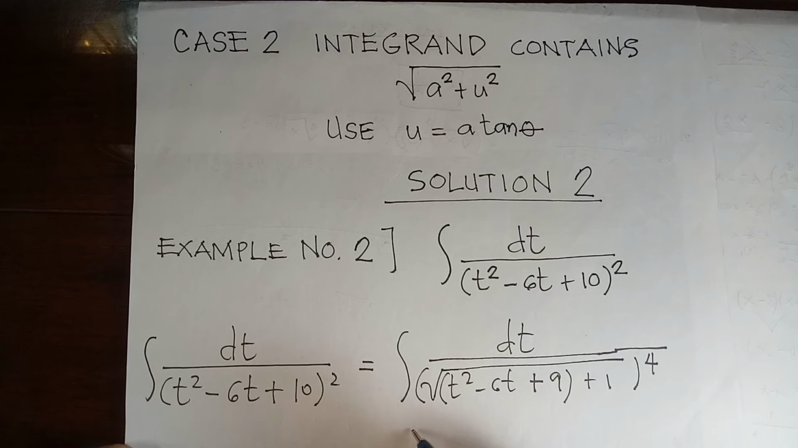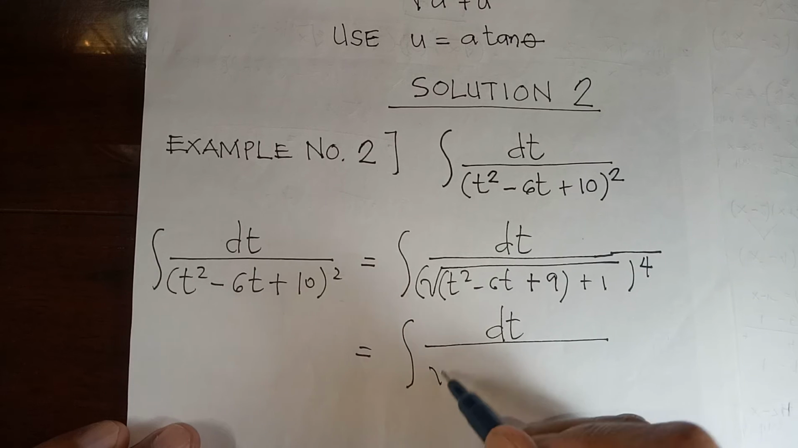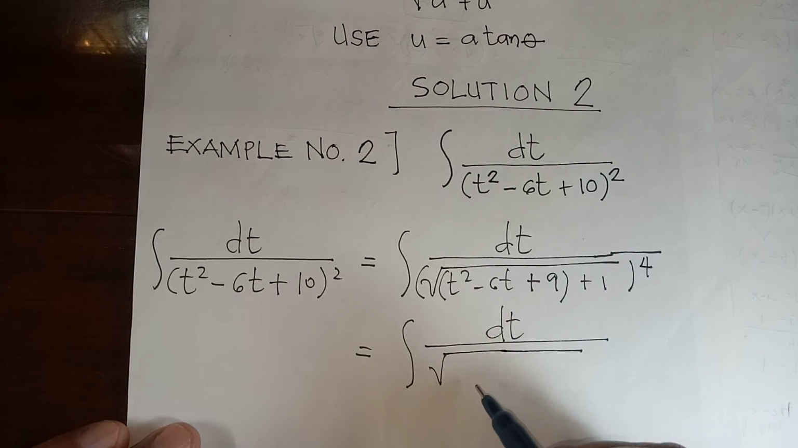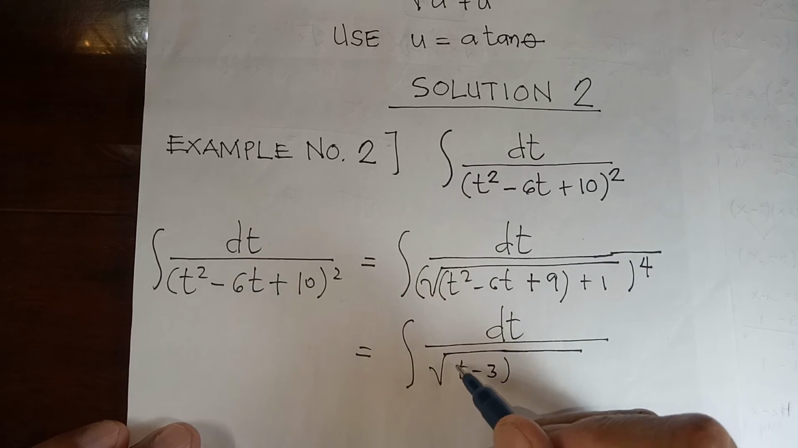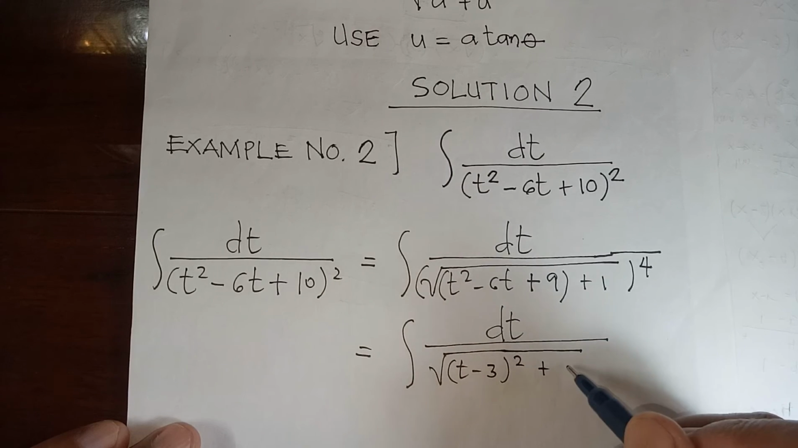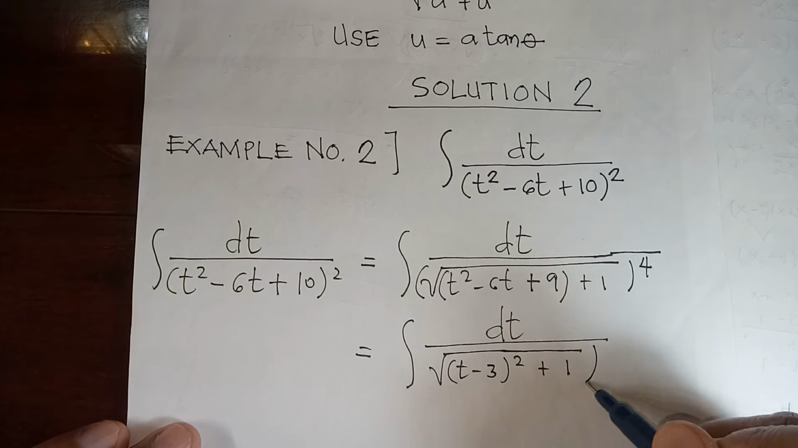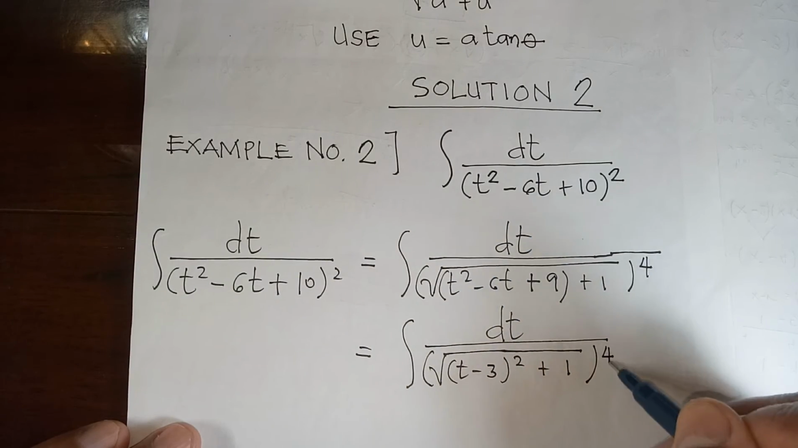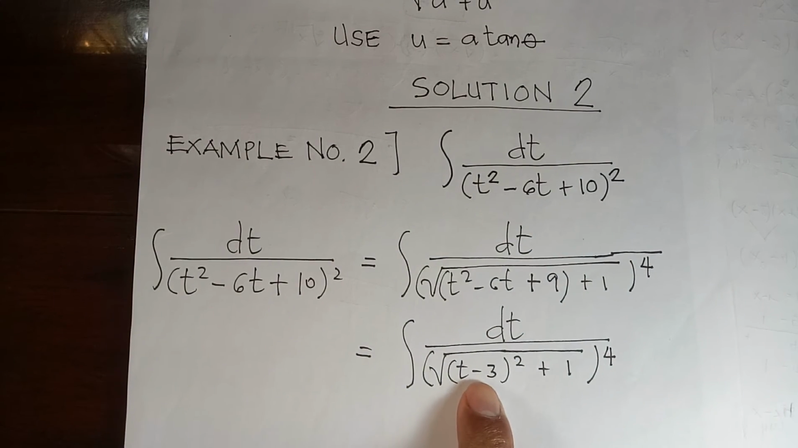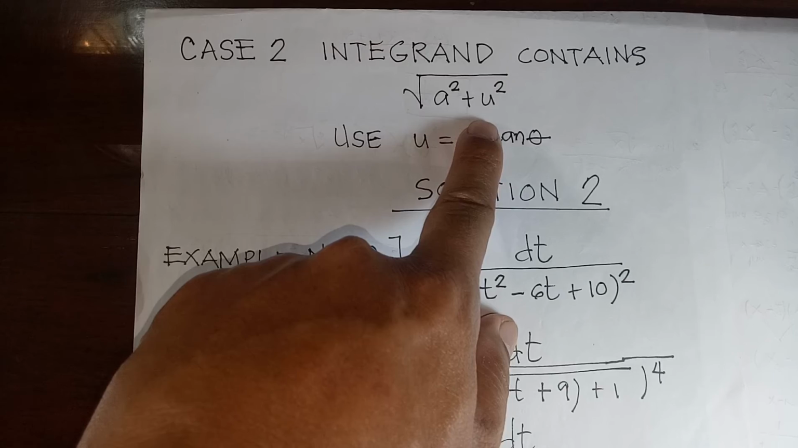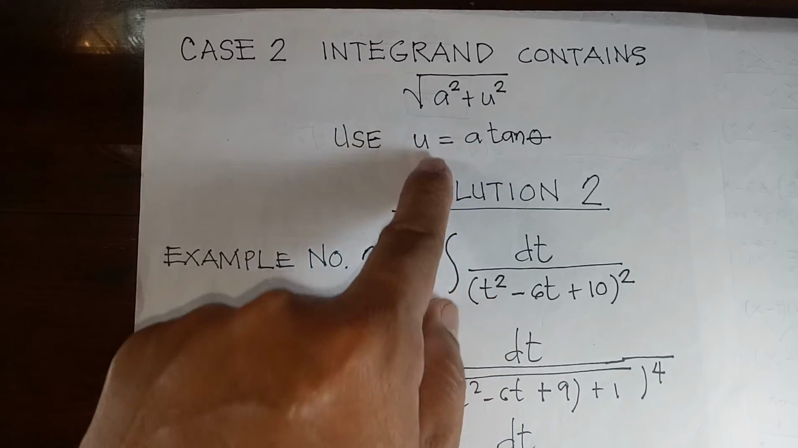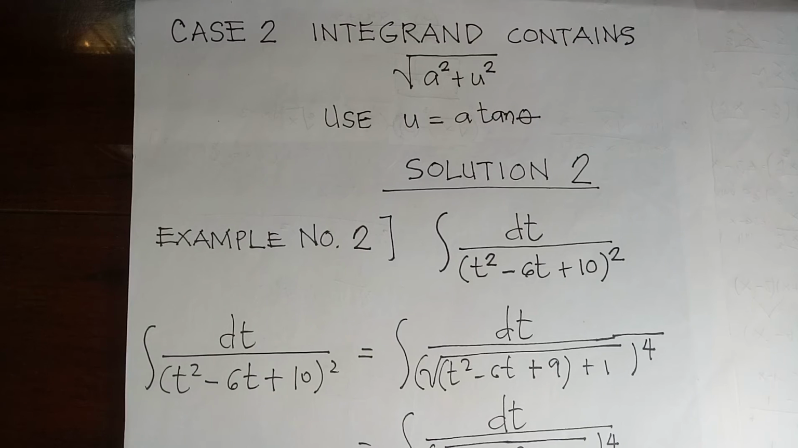Okay? Kaya rin magpa-factor tayo. Integral of dt divided by square root of t minus 3 squared plus 1 raised to 4. So t minus 3 squared plus 1 takes the form of square root of u squared plus a squared. Kaya siya case number 2.